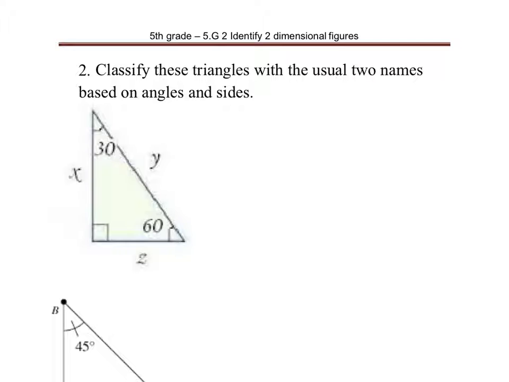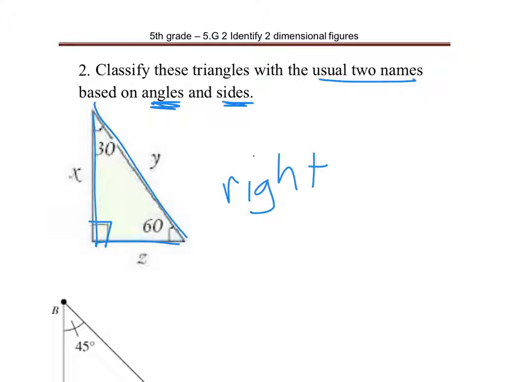You want to remember that a triangle has two names. The first one tells about the angle, the biggest angle. The second one tells how many sides are equal. So we look at this one, and the biggest angle is a right, and the sides are all different lengths. We have the short side, a longer side, the longest side. So this is a right scalene triangle.